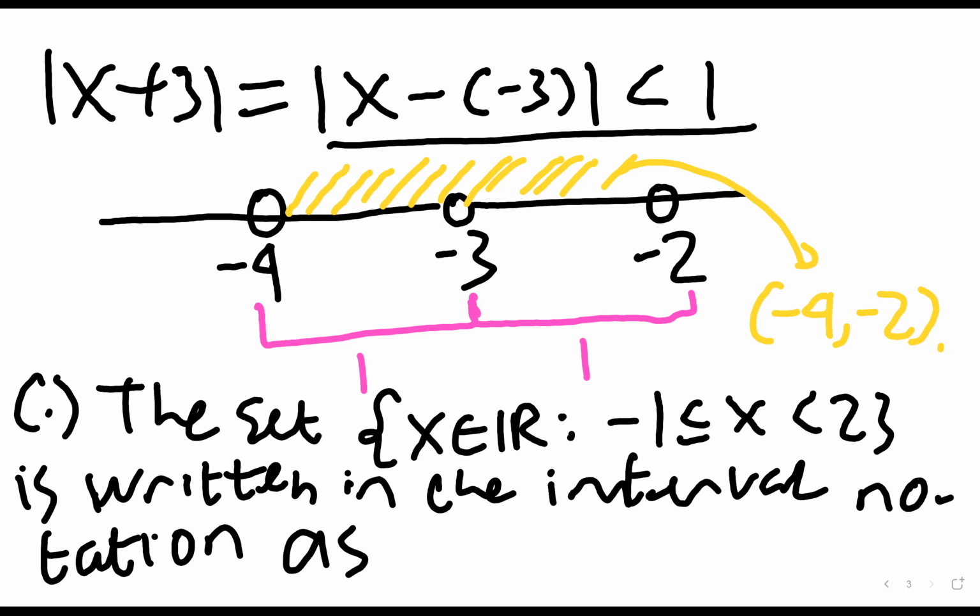Okay, write it as interval notation: minus 1 comma 2. You'll see that I will use the square bracket here to indicate x is included, so x is greater than or equal to minus 1. And then we have the usual round bracket here to indicate that x is less than 2, so x is not equal to 2. Right, now let us continue.